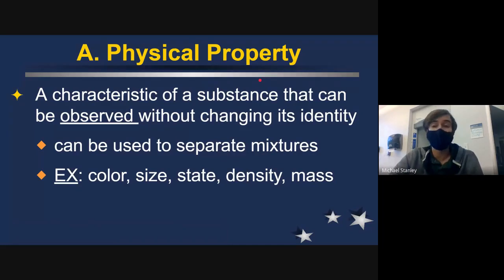And then also things that you can measure. So not only how big something is, but also how heavy it is, its mass, and how dense a substance is. These are things that we can measure about our matter, our substances, and observe about their physical properties. So anything that you can measure or look at or touch or taste or smell about an object, that is its physical properties.